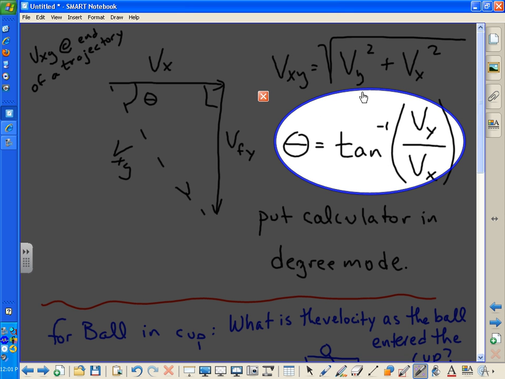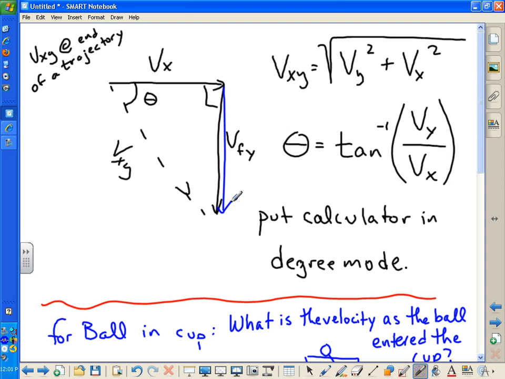You may remember SOHCAHTOA. The tangent is equal to the opposite over adjacent. So if you take the inverse tangent of the opposite over adjacent, which would be Vfy over Vx, because that's the opposite side and the adjacent side to that angle, then you've got that angle. Do be sure to put your calculator in degree mode.